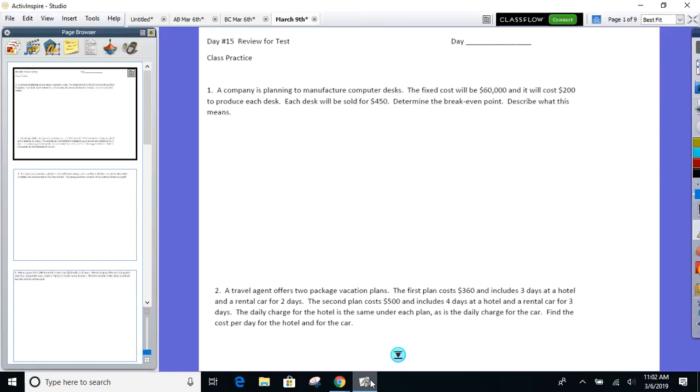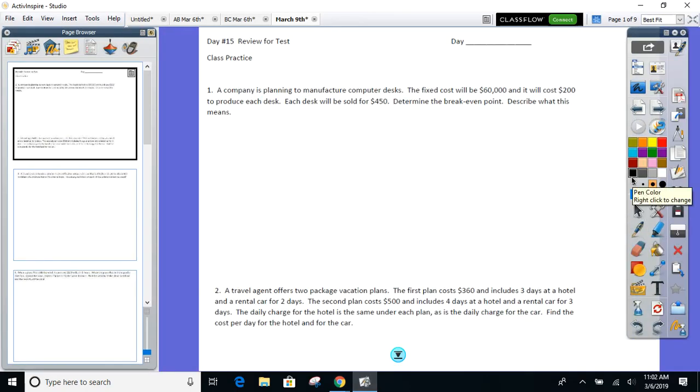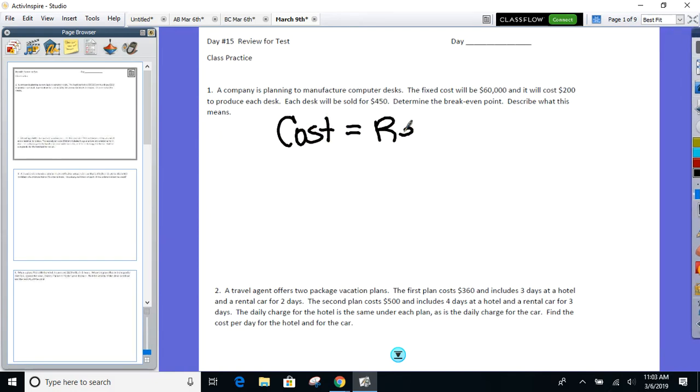All right, breaking even. Here's what you need to equal each other. You need your cost to equal your revenue. That's it. It's not two equations, not three equations, only one you're going to solve. Figure out how much it's going to cost to make these desks. Set it equal to how much money you're going to bring in.